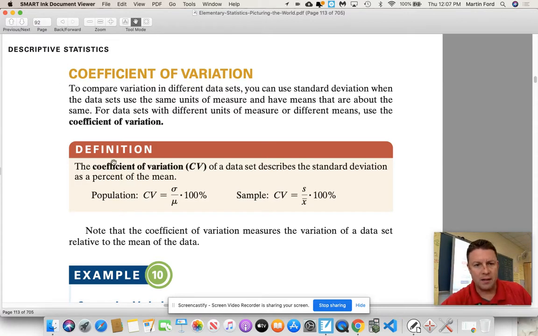The way to find that, you simply take the standard deviation, divide it by the mean, and then times it by 100, and it'll give you a percentage to consider.